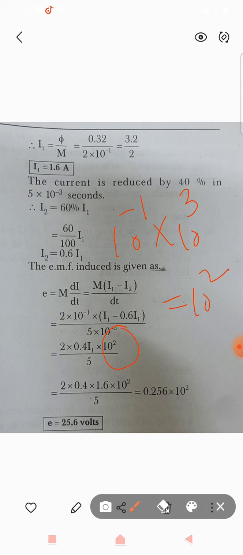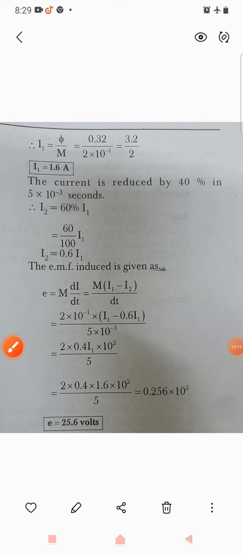In the next step, we have substituted the value of I1. What is the value of I1? 1.6 ampere. So 2 multiplied by 0.4 multiplied by 1.6 multiplied by 10 raised to 2 upon 5. If we divide, we are getting the final answer as 0.256 into 10 raised to 2. If we multiply further, we get the answer as 25.6 volt.